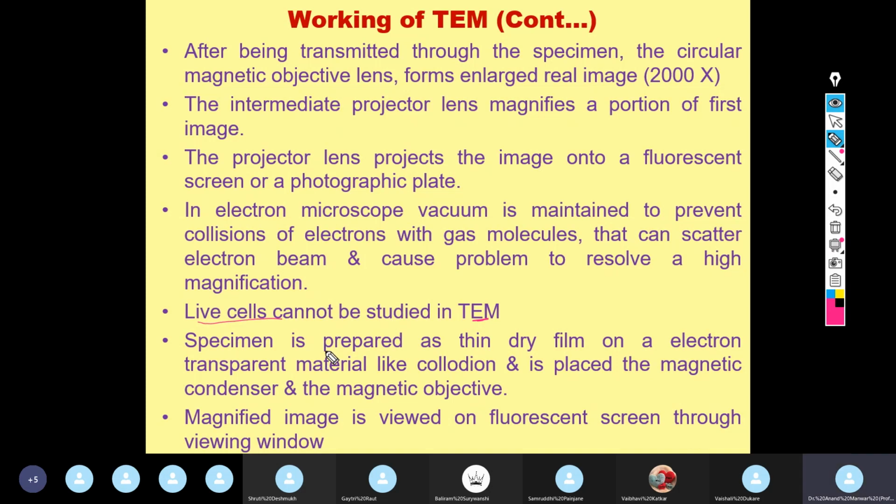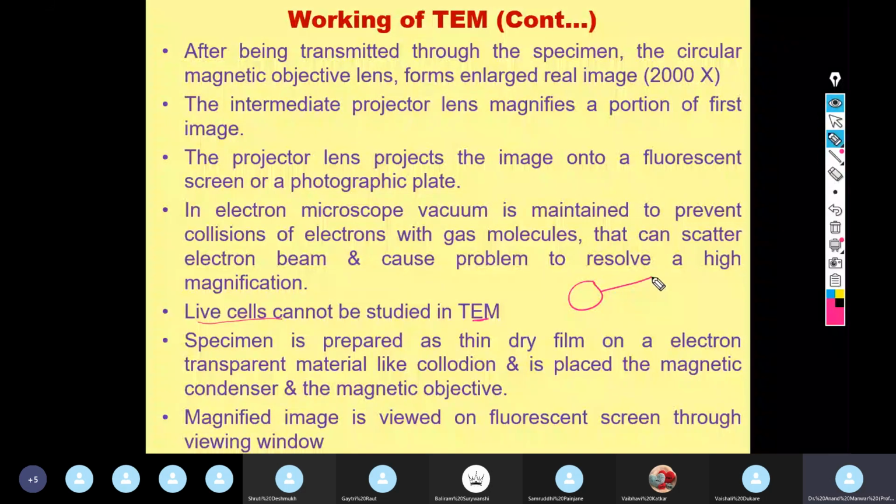Getting me or not? So keep in mind that live cells cannot be observed under a transmission electron microscope, because specimen preparation is a bit tedious. The specimen is prepared as a thin, dry film of electron transparent material. Whatever the specimen holder is, basically it is like a mesh.